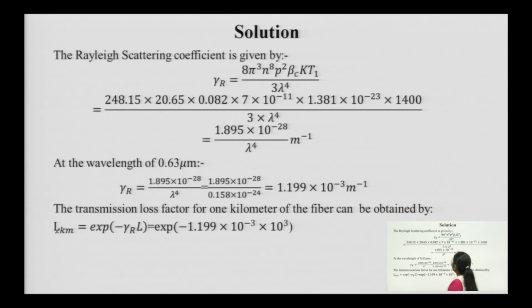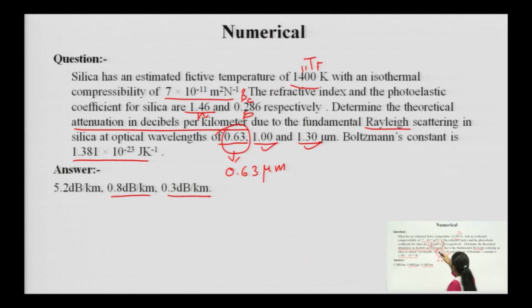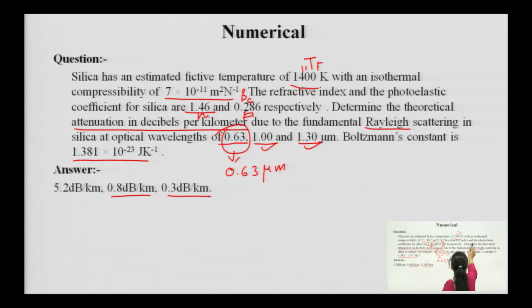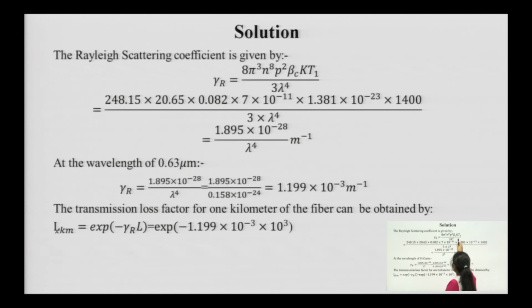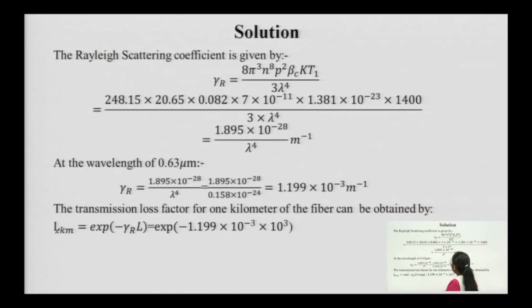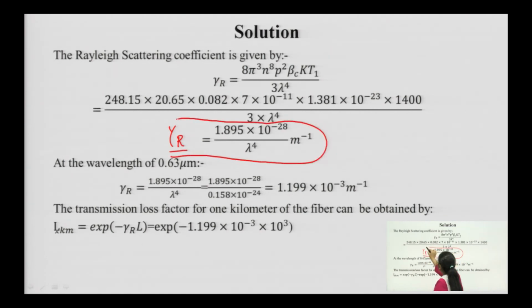Just put it in the formula, pi value is known, n is 1.46 to the power 8, p square, which is our photoelastic coefficient 0.286, beta c compressibility, that is 7 into 10 to the power of minus 11, k Boltzmann constant, value is written here 1.381 into 10 to the power minus 23, temperature is 1400 Kelvin. By putting in all the values, we will get a general formula for the Rayleigh scattering coefficient in terms of lambda to the power 4.